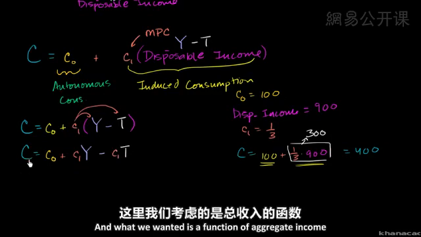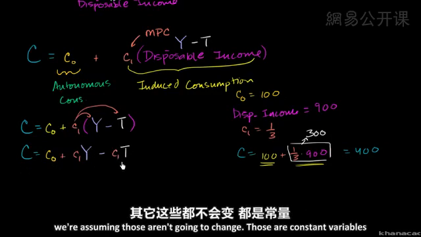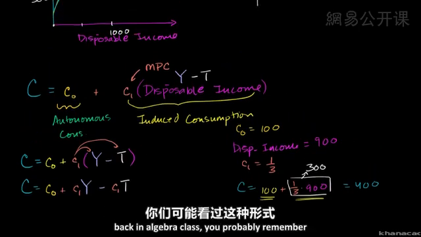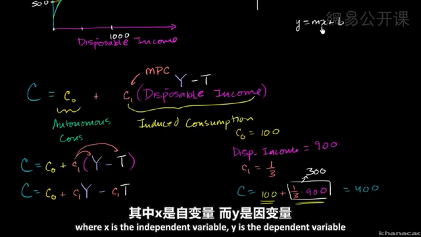And since we want it as a function of aggregate income, everything else here is really a constant. We're assuming that those aren't going to change. Those are constant variables. And so what we could do is rewrite this in a form that you're probably familiar with back in algebra class. You can write it in the form y is equal to mx plus b, where x is the independent variable, y is the dependent variable.